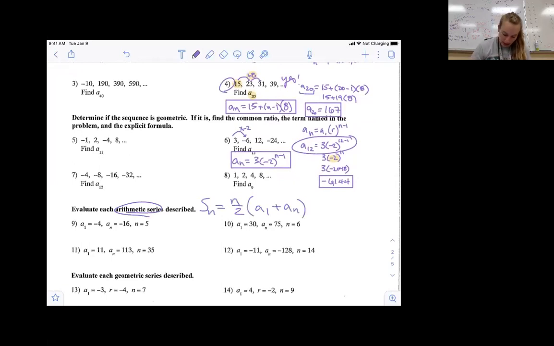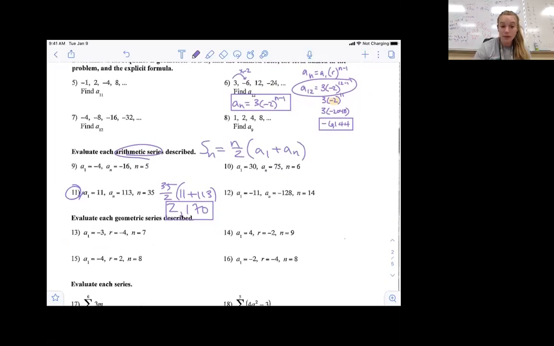So let's say I look at number, I don't know, 11. We're going to do 35 over 2 times 11 plus 113. I plugged 11 in for a sub 1, I plugged 113 in for a sub n, and I plugged 35 in for n. So I'm going to do 11 plus 113 times 35 divided by 2, which is 2,170.